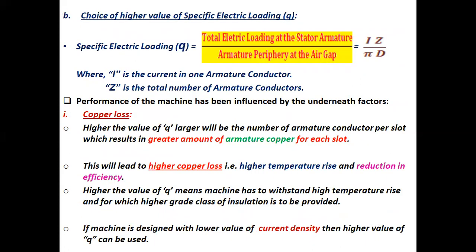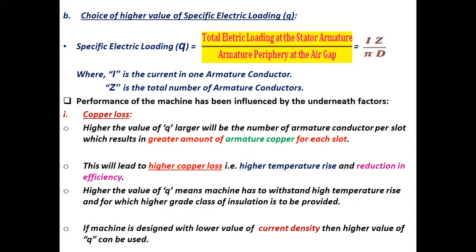Choice of higher value of specific electric loading Q. Specific electric loading is equal to total electric loading at the stator armature divided by armature periphery at the air gap. That is IZ divided by pi d, where I is the current in one armature conductor, and Z is the total number of armature conductors.